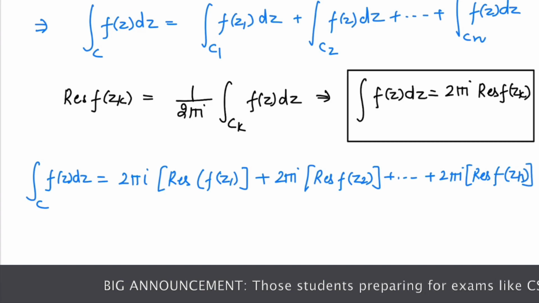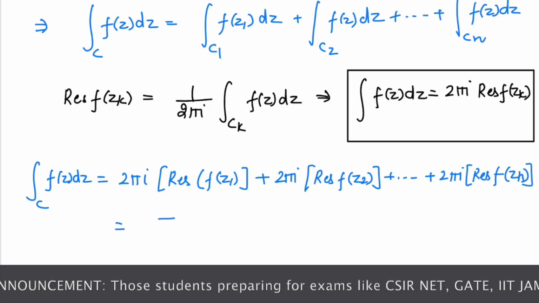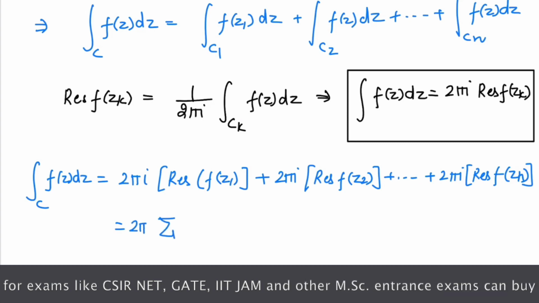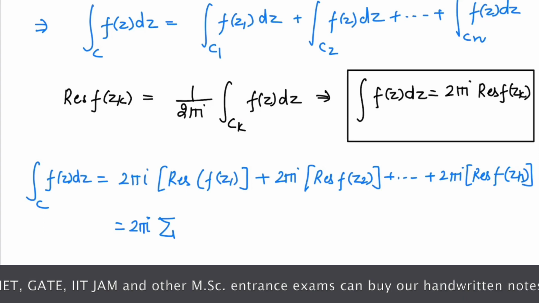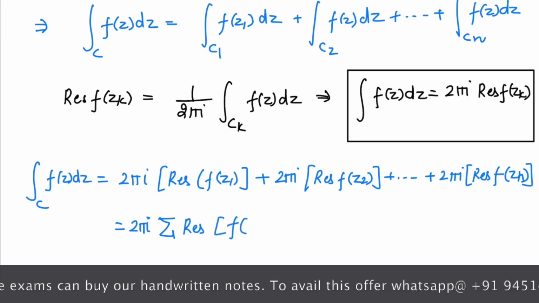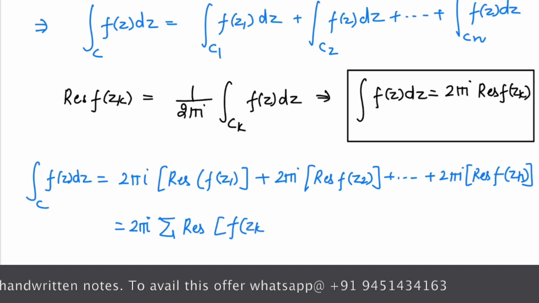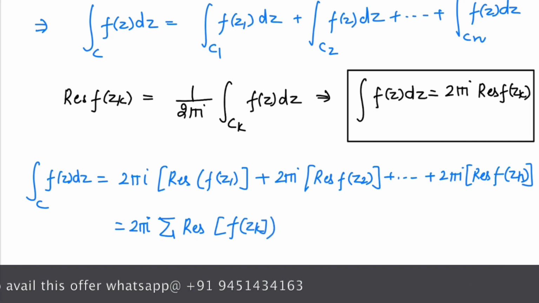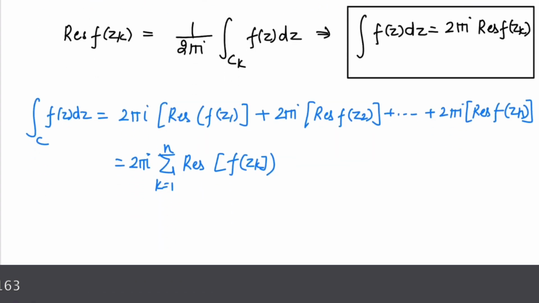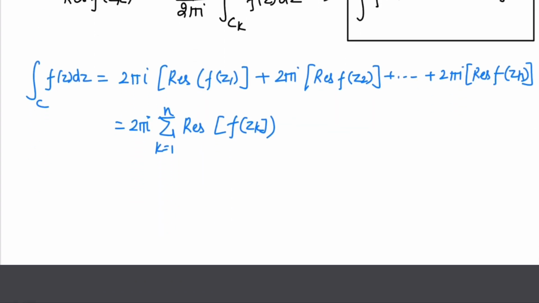Now we can write this in summation form. We have 2 pi i times the summation of the residue of function f of z at point z_k, and k is running from 1 to n. So this is the required formula.